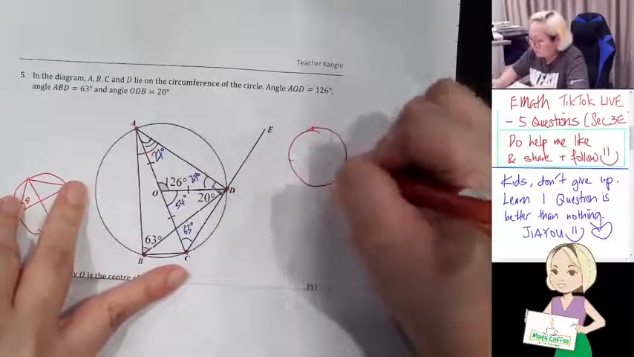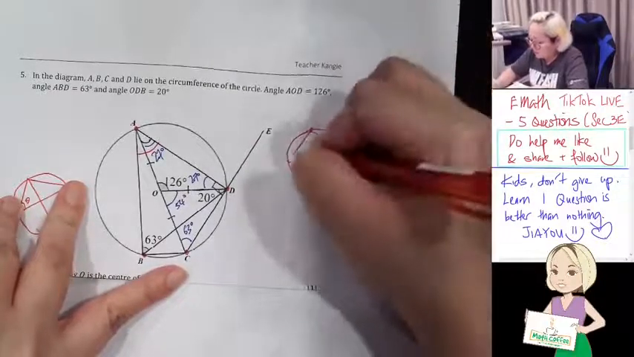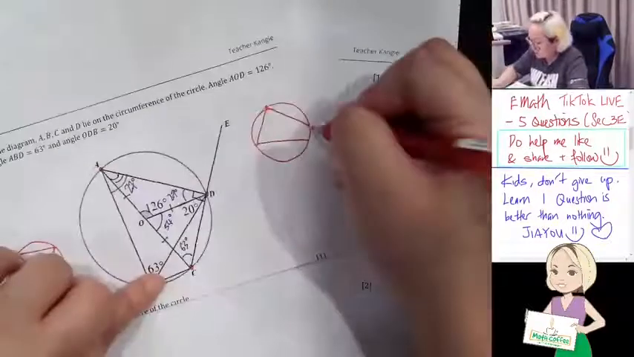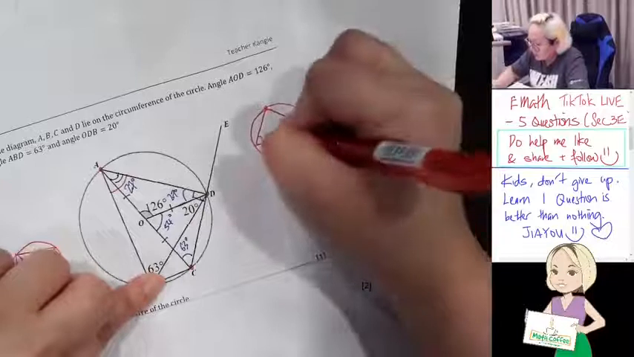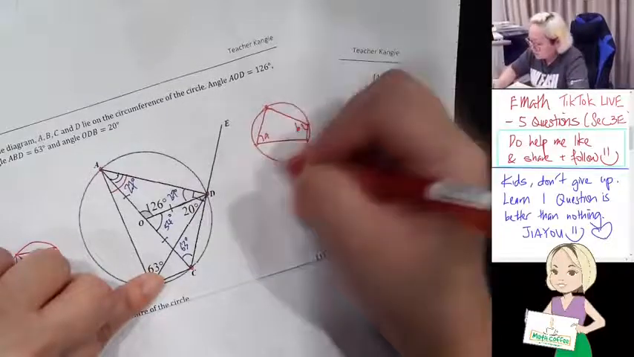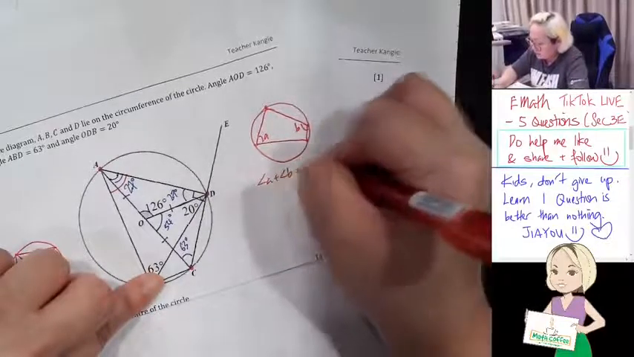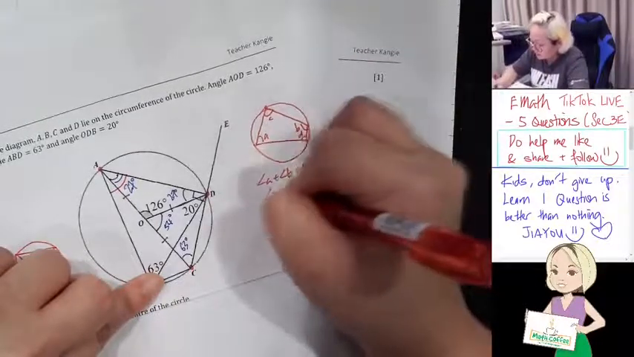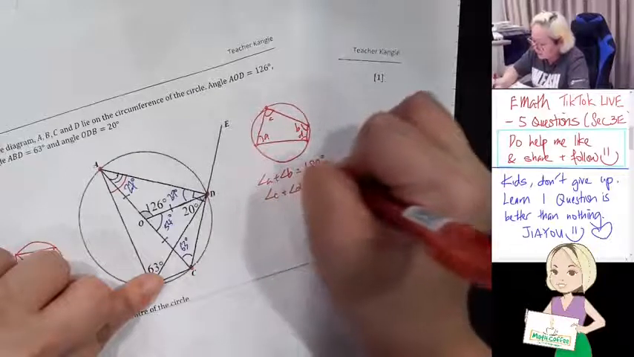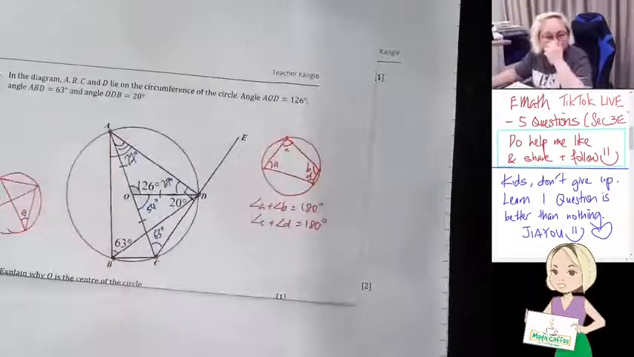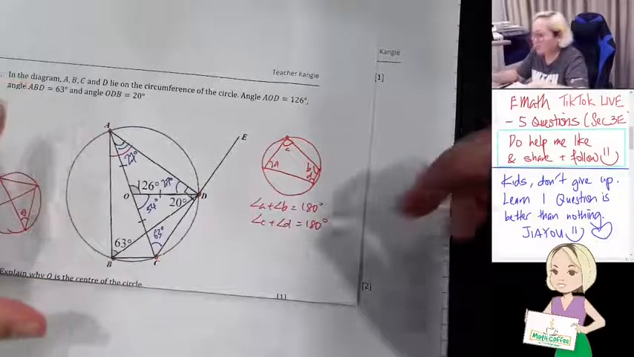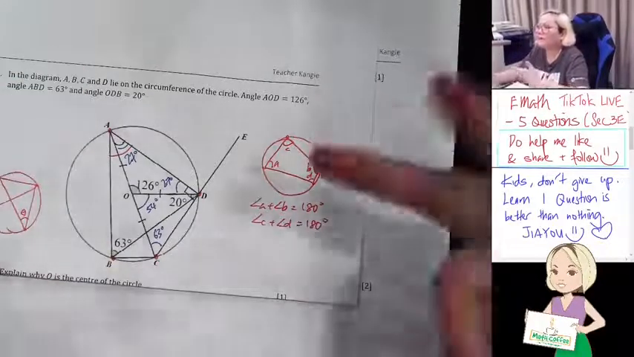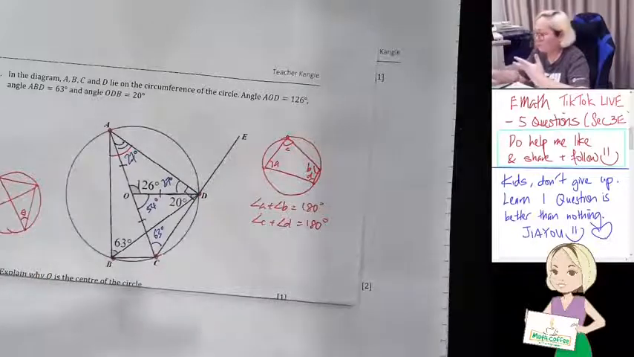Any 4 points, let's say like that. So angle A plus angle B is 180 degrees. Angle C plus angle D is 180 degrees. Some call this angles in a cyclic quad, or you can say angles in opposite segment. Either one of them is fine.